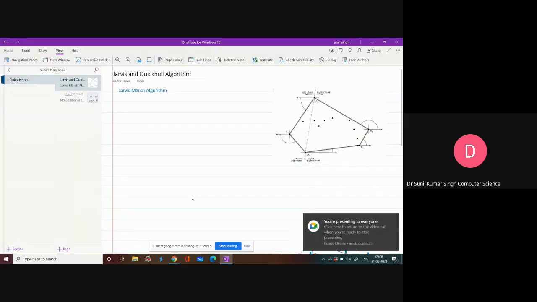So, in the previous class, we talked about the Graham-Scan algorithm. Now, in this class, we have to discuss another two algorithms for finding the convex hull, and those are the Jarvis-March algorithm and the quick hull algorithm. The Jarvis-March algorithm is basically based on gift wrapping.